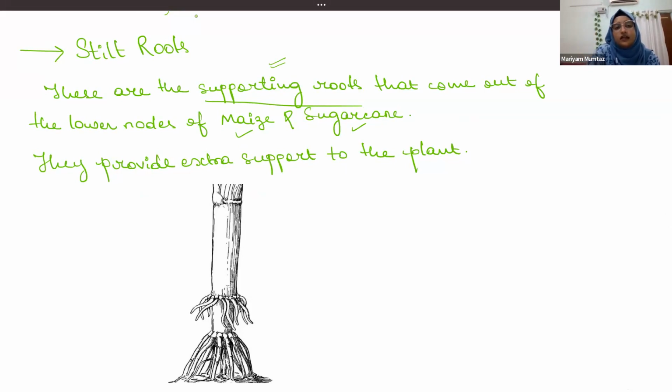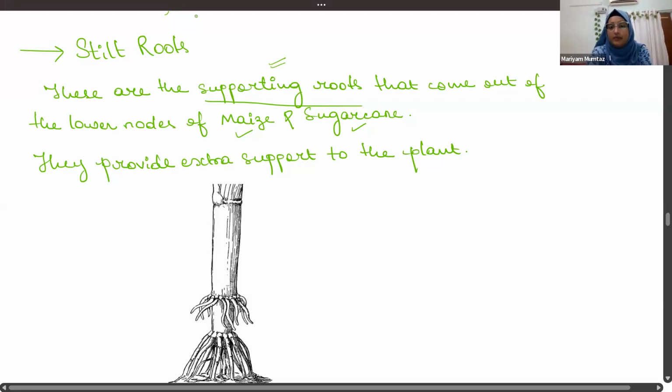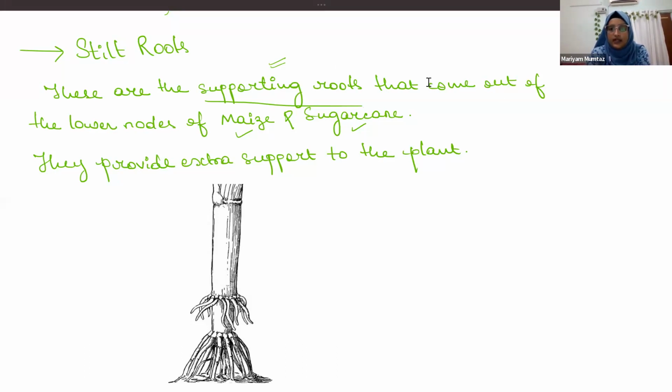Okay. Now see, the stilt roots are the supporting roots that come out of the lower nodes of maize and sugarcane. So as I said, in this particular chapter, there are a lot of examples that you need to learn. So for stilt roots, the two examples are maize and sugarcane. So these kind of roots come out of the lower node of maize and sugarcane, and they provide extra support to the plant. So their prime function is the supporting of the plant, right? Basically to provide support.